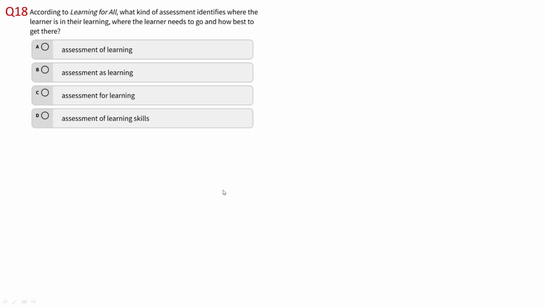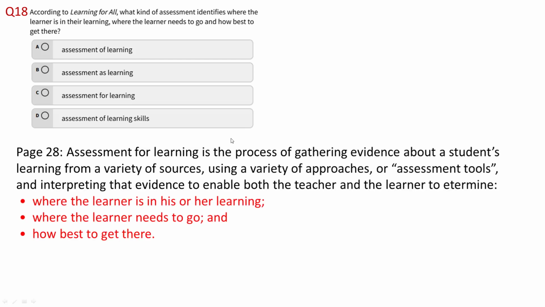Number 18, according to Learning for All, what kind of assessment identifies where the learner is in their learning, where their learning needs to go, and how best to get there? And that's on page 28, and it's assessment for learning. You look at where the student is and how best to get where you want them to go. And here's what's talked about up here: where the learner is, where he needs to go, and how best to get there. So assessment for learning.